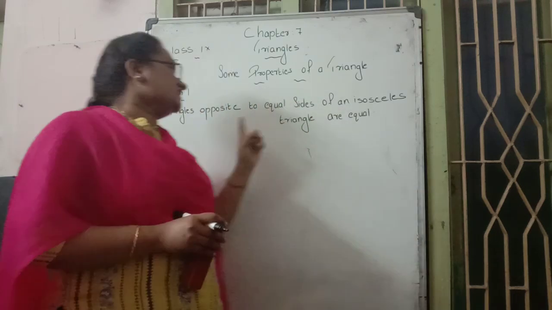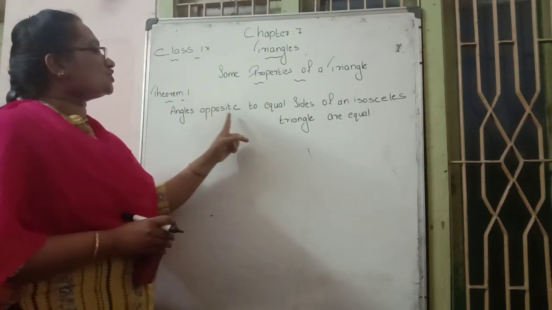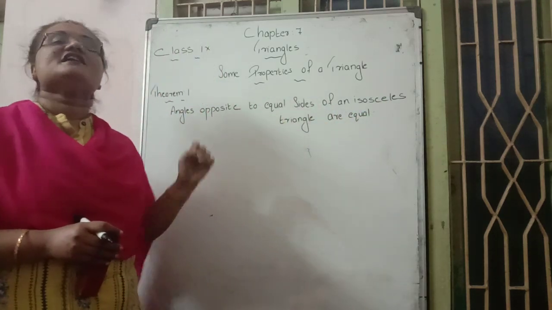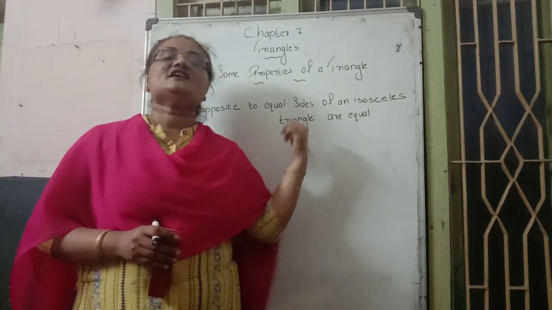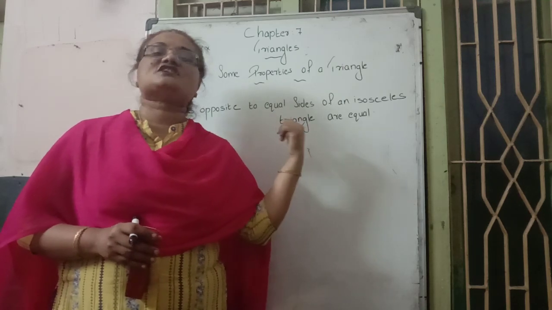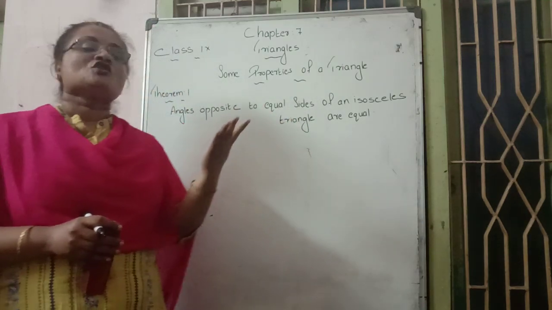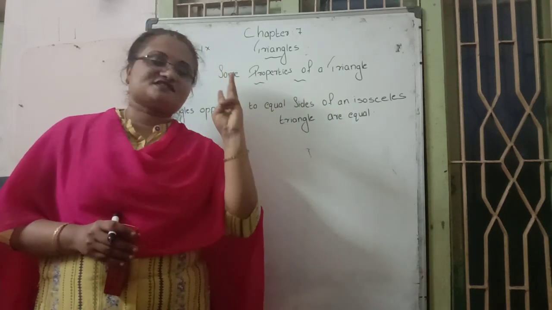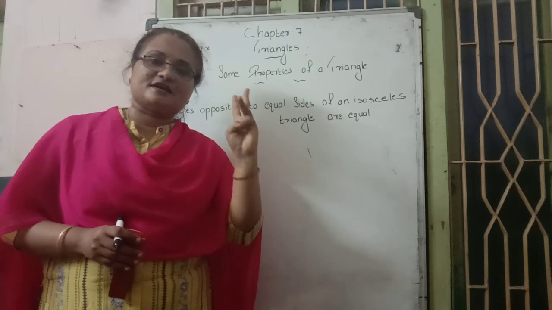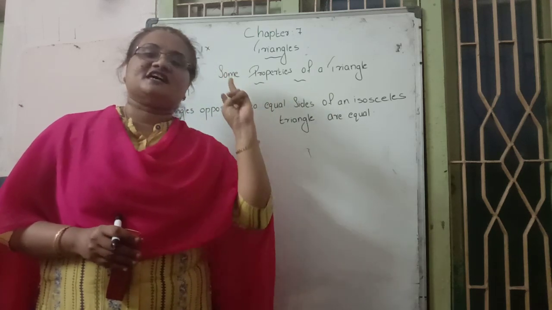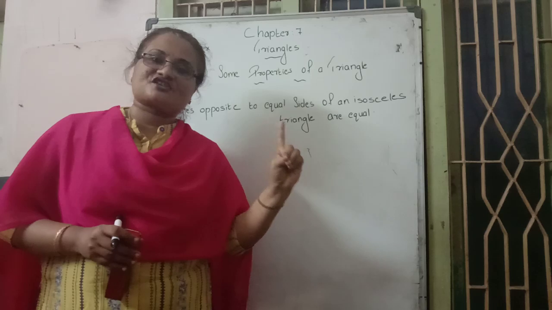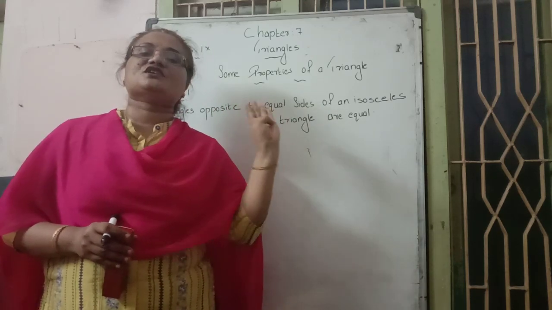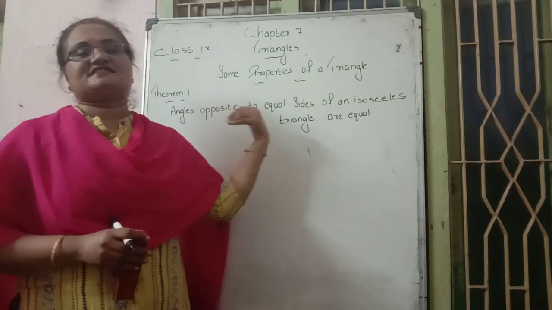The first theorem says that angles opposite to equal sides of an isosceles triangle are equal. We want to prove that this statement is correct. For theorem proving, as we already learned, we need 4 steps. The first step is given, the second step is to prove, the third step is construction, and the fourth step is the proof. So these 4 steps are needed for proving this statement.